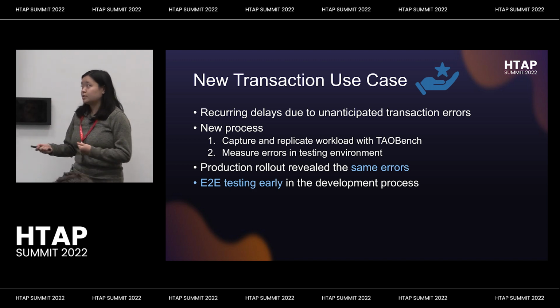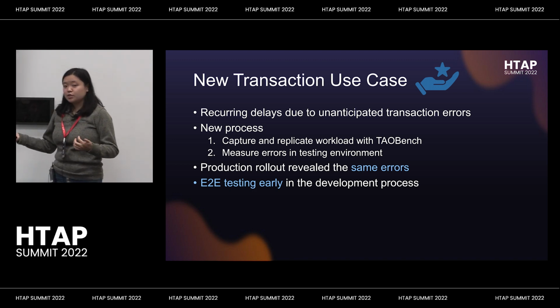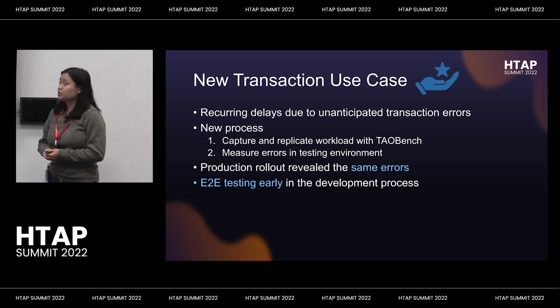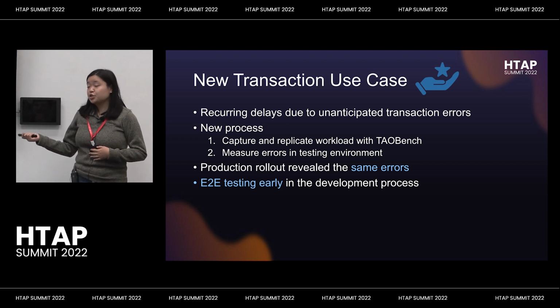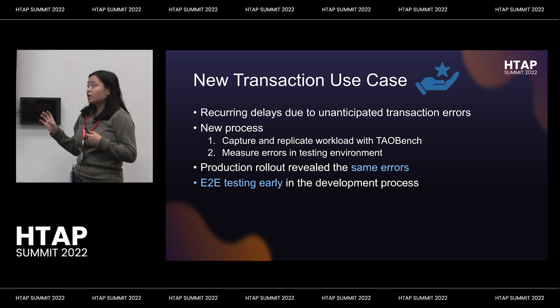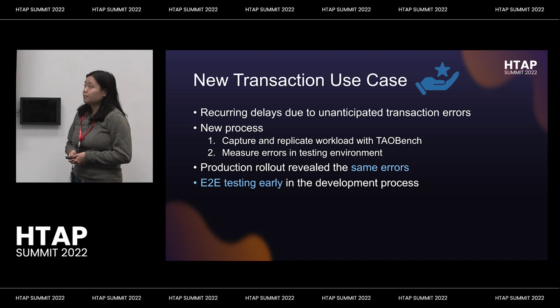The new process with TAOBench is we capture the workload they want to run and then measure these errors in a testing environment so we can quickly speed it up. We did this for one application use case, and the production rollout actually showed the same breakdown of errors, indicating that TAOBench is able to allow for end-to-end testing early in the development process.